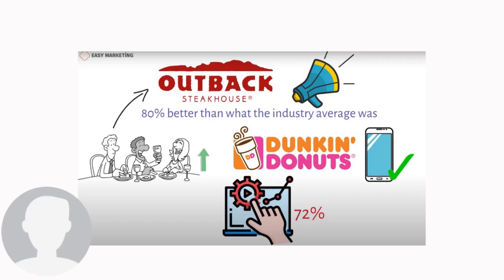To show a real life example, we have Outback Steakhouse, a chain in the retail industry. They've recently started using geo marketing as their ad strategy. After some period of time after utilizing geo marketing, they saw their turnover ratio was 80% better than the industry average, and the same thing happened to Dunkin' Donuts. As they moved towards geo marketing strategies for their ad campaigns, they also saw an increase of 72% in their turnover ratios, which is really nice for the food retail industry.